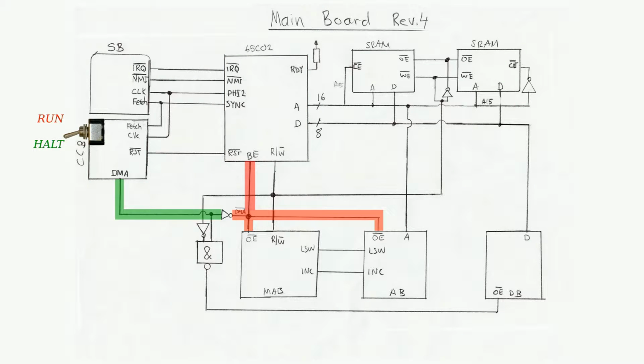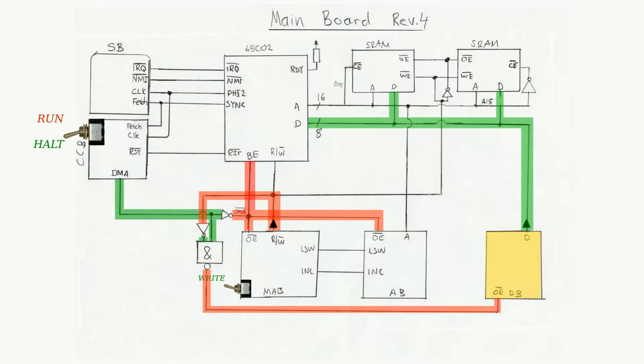Let's look at what happens when the user initiates a write operation. When the write switch on the memory access board is activated, the read-write signal goes low and the output enable signal to the data board is driven low, causing the data board to start driving the data bus and thus issue a write operation to memory.